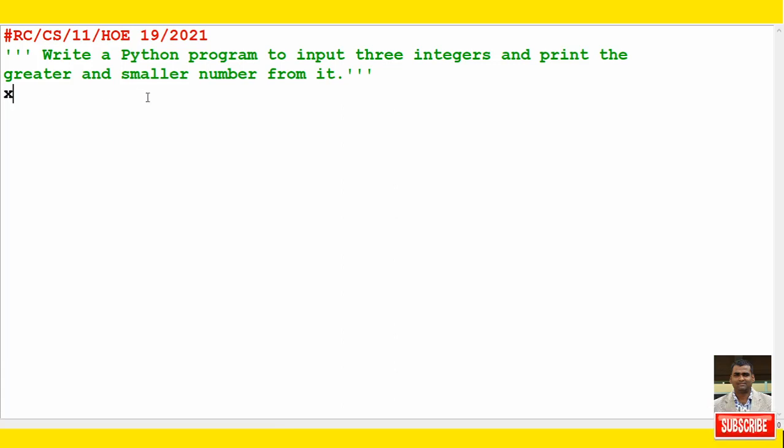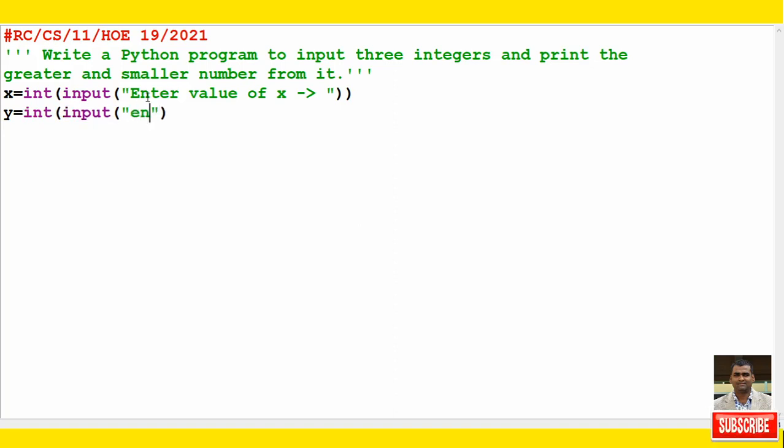I'm going to take x equal to integer, with the input command, and I am going to write the prompt "enter value of x". So we are going to put one value of x as an integer. Then we are going to take y again, integer input, and I am going to write input and start a prompt here, "enter value of y".